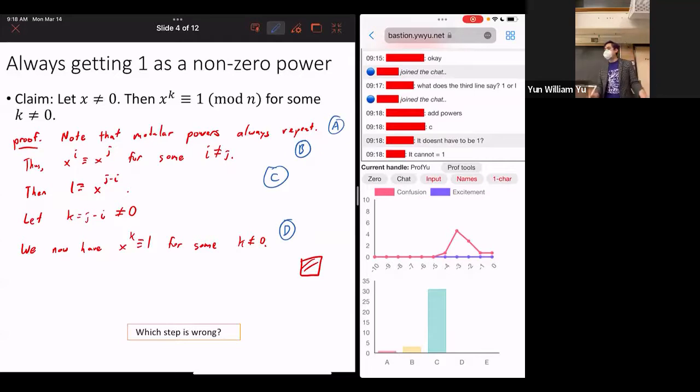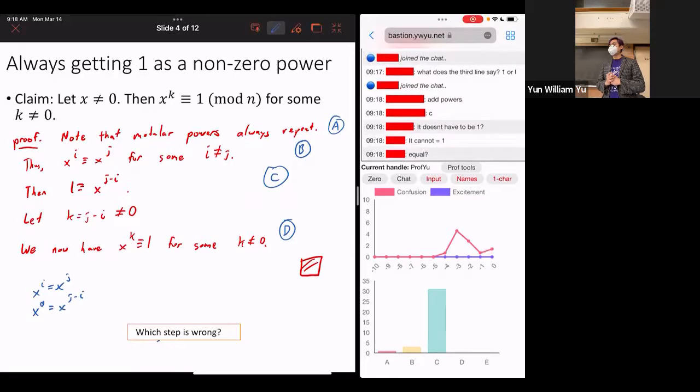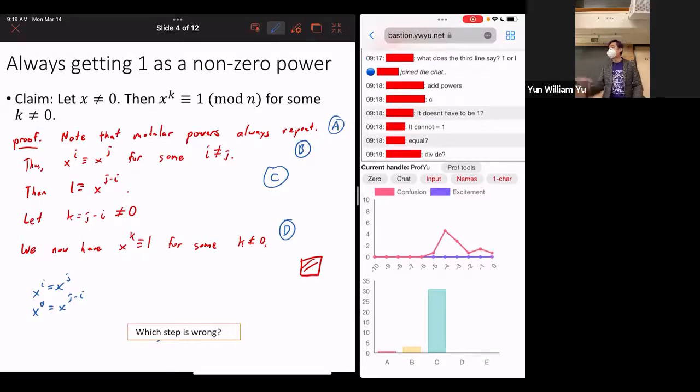Okay, so what is that third line trying to say? The third line is trying to say that, well, normally if you have x to the i is equal to x to the j, you can, of course, divide by x to the i on both sides, and you get x to the zero is equal to x to the j minus i. But what was the key word I used there? No, not the word equal. I only used very few words, so you can keep on guessing. So let me repeat that. Oh, yep. So divide.